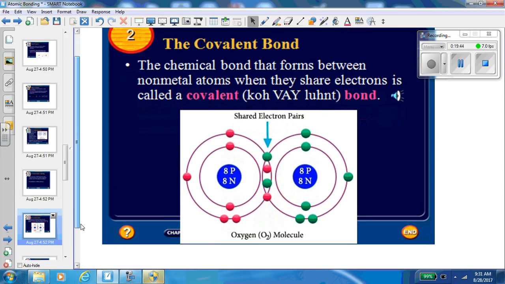And you can see right here, these are 2 oxygen atoms that have come together, and they are sharing these electrons here. Oxygen has 6 valence electrons. So what they do is they share these electrons here, and then that gives both of these atoms a full outer energy level. They're more stable.